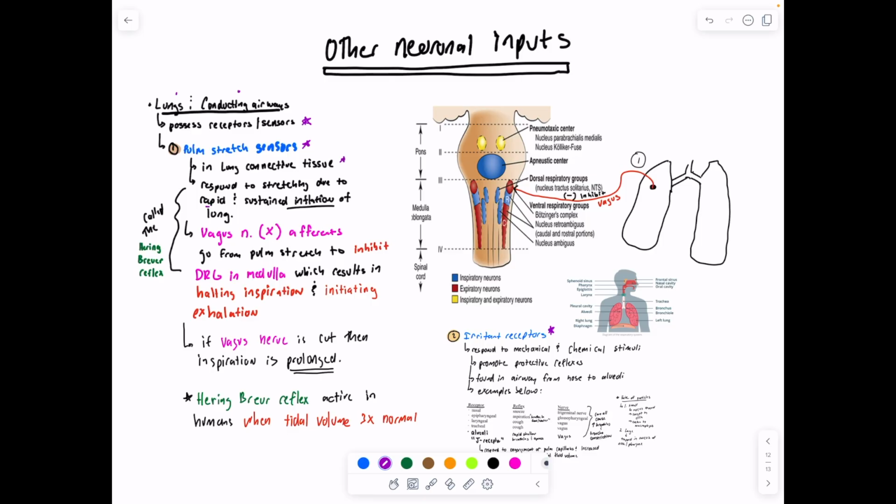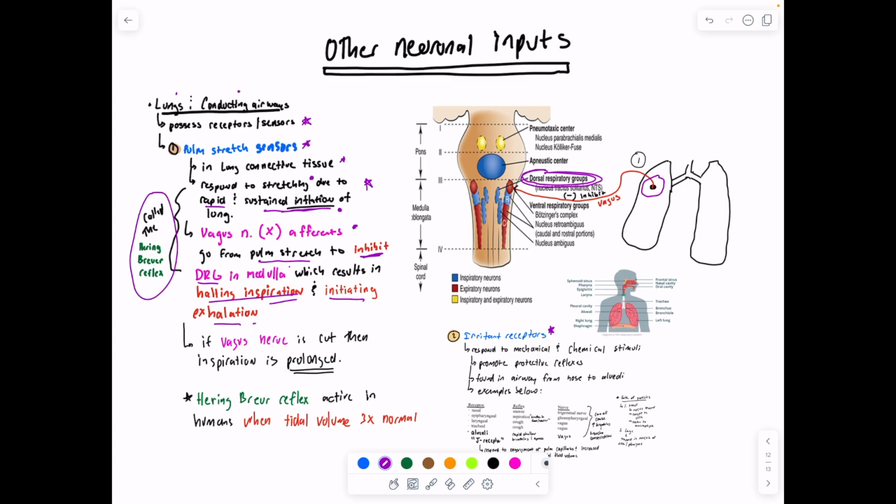They respond to stretching due to rapid and sustained inflation of the lung. They're connected to the vagus nerve, which goes up to the medulla, and when stimulated by pulmonary stretch they inhibit the DRG, the dorsal respiratory group in the medulla, which is going to say stop breathing in and start breathing out. Right? So these pulmonary stretch sensors are saying, hey, the lung is really stretched, and it's stretched for a long time. This is rapid and sustained inflation. We trigger the medulla via the vagus nerve, inhibit the dorsal respiratory group, start to breathe out and stop breathing in. And this reflex is called the Hering-Breuer reflex.